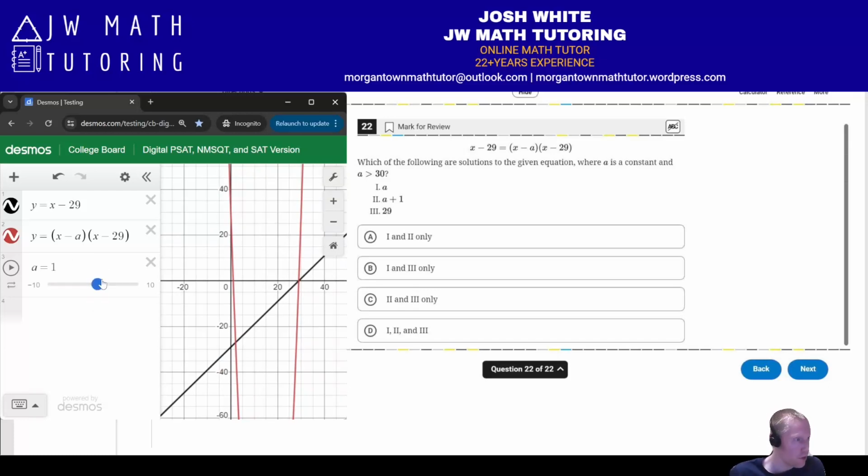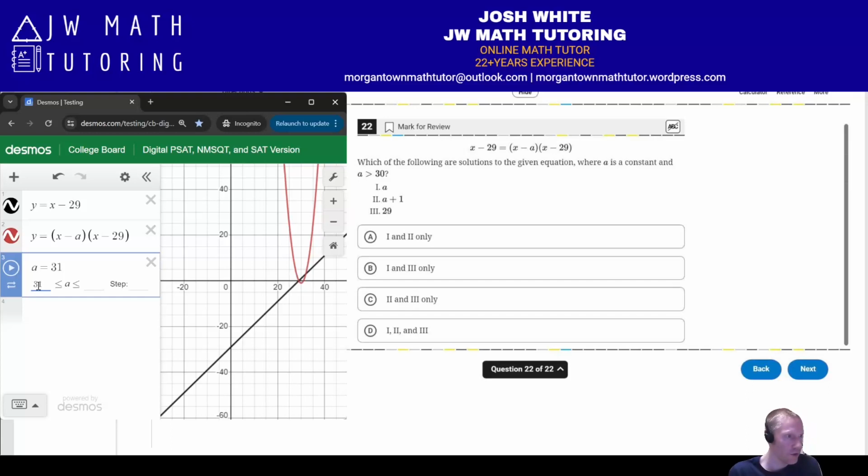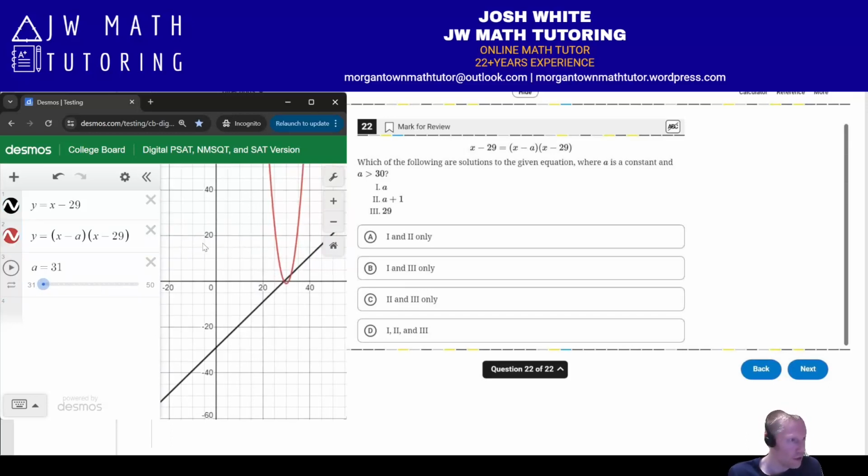So now what I'm going to do is set my slider value for A to an appropriate value. Specifically, here it says it's greater than 30. So I'm just going to choose 31. Even though it says it's a constant, it doesn't say it has to be an integer. It's just easier to work with integers. I'm going to also set my step value equal to 1. All right, so now A is 31, so that part is met. And let's see what our two solutions are.